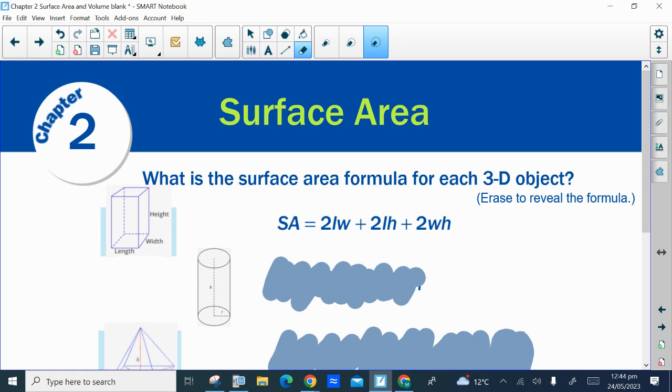You can simplify this formula a little bit by taking out a common factor of 2. That'll give you LW plus LH plus WH. So there's a variation of the formula for surface area of a prism that's been factored. It does make it a little simpler.